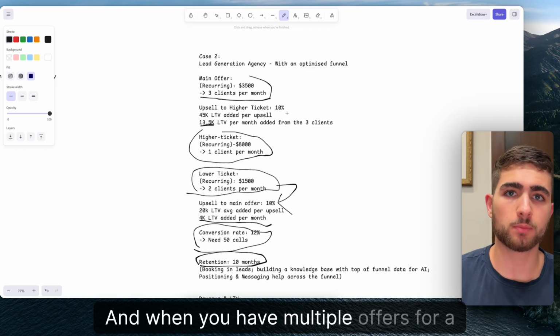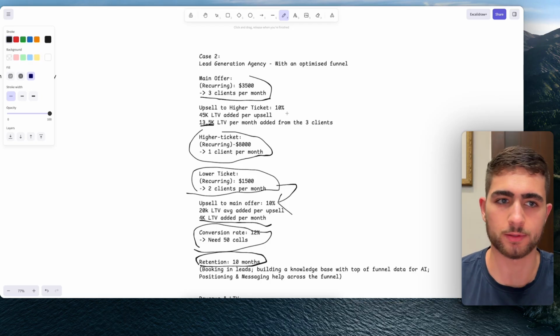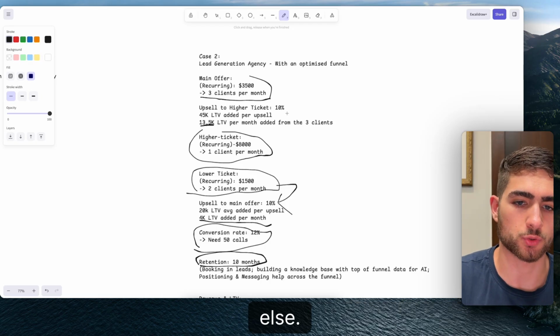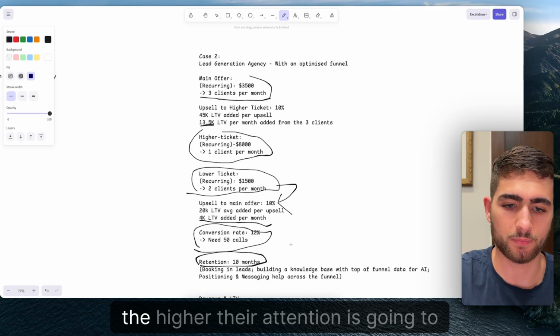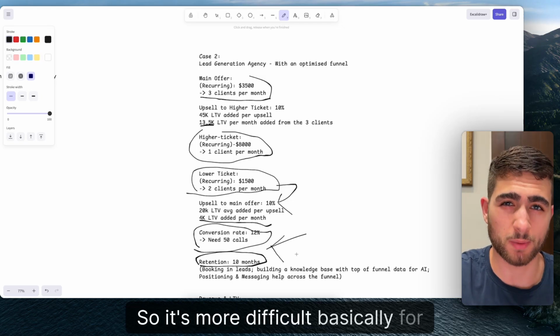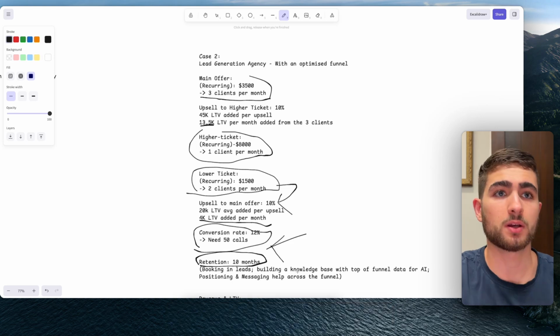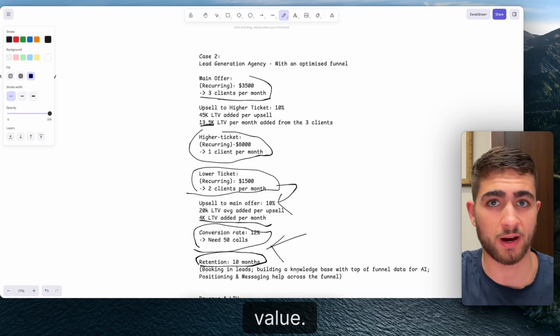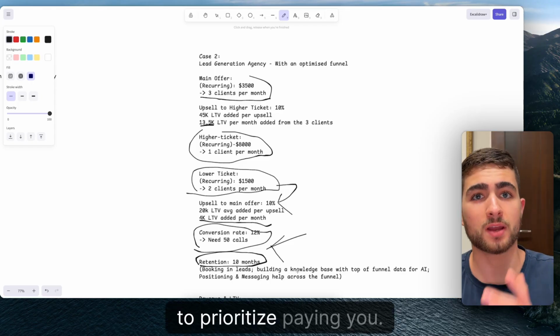And when you have multiple offers for a company, it's a lot harder for them to churn and to go away and start doing something else. Basically, the more offers you have and the more value you bring to a company, the higher the retention is going to be. So it's more difficult for them to go away and stop paying you. If they stop paying you, they're going to lose out on so much value. So they're going to do everything it takes to prioritize paying.